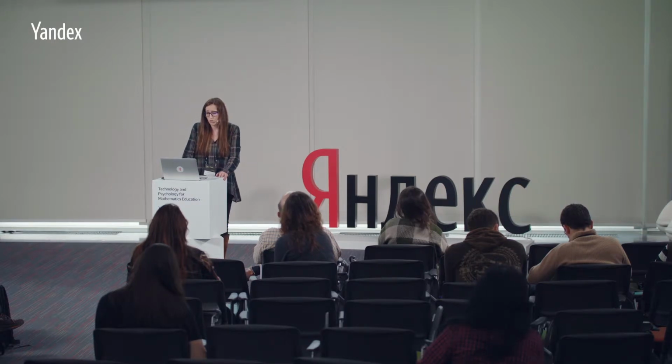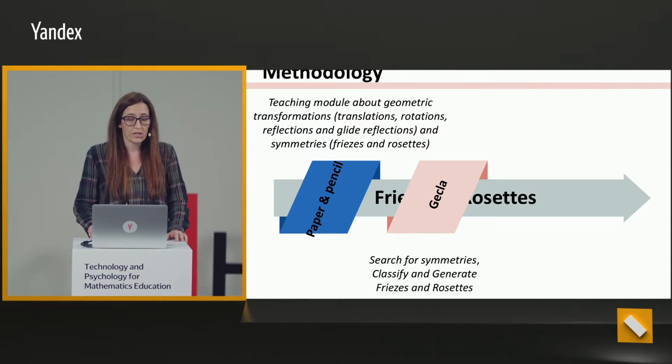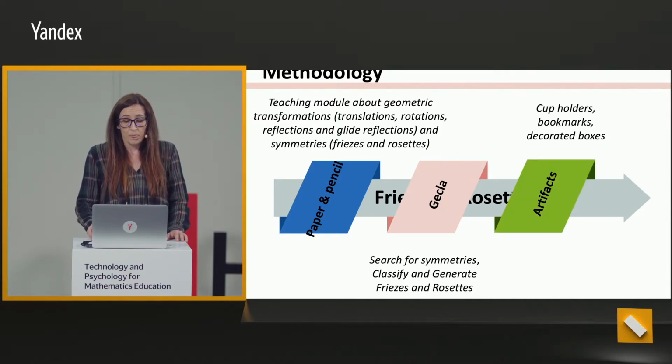First, they were exposed to a teaching model about geometric transformations and symmetries. Here they had to formally construct with drawing and measurement materials and identify and characterize these geometric elements in a paper and pencil environment. Then they used a Portuguese software that's called Jekla to search for symmetries, classify and generate friezes and rosettes. And finally, they had to construct artifacts, contacting firsthand with examples of a day-to-day use of these geometric elements.